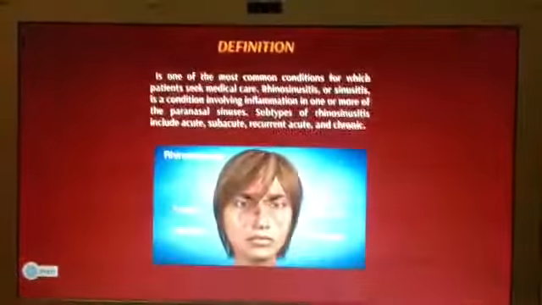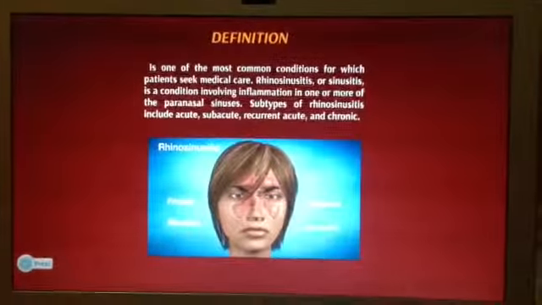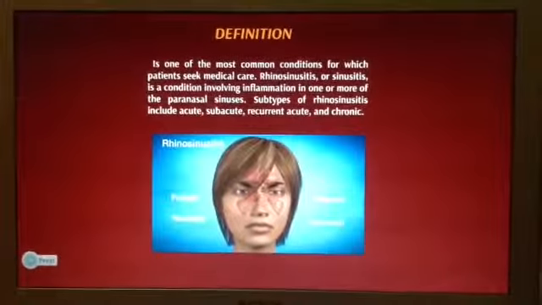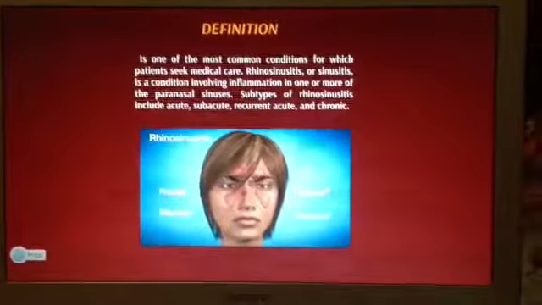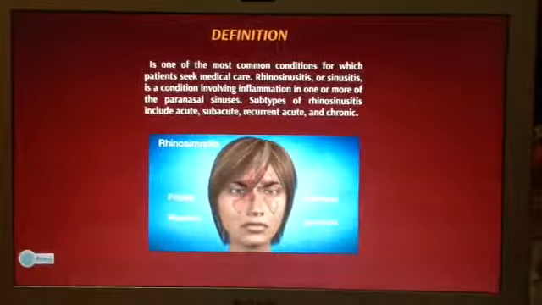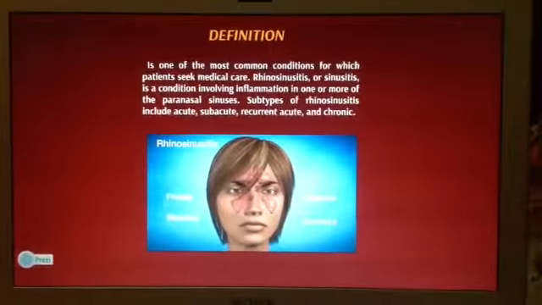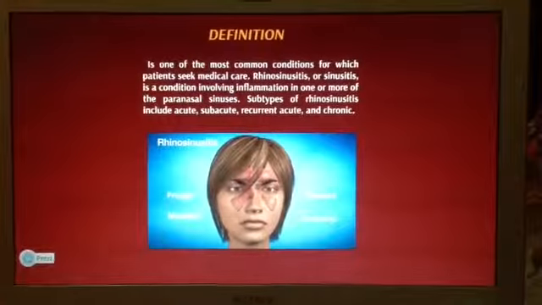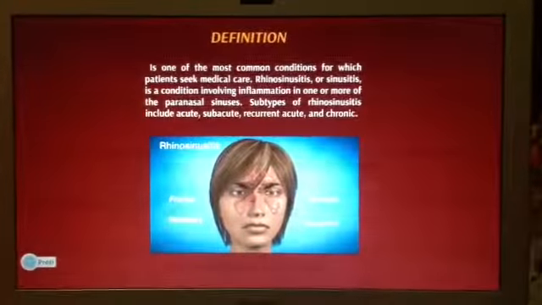The definition is that it's one of the most common conditions for which patients seek medical care. Rhinosinusitis or sinusitis is a condition involving inflammation in one or more of the paranasal sinuses. Subtypes of rhinosinusitis include acute, subacute, recurrent acute, and chronic.